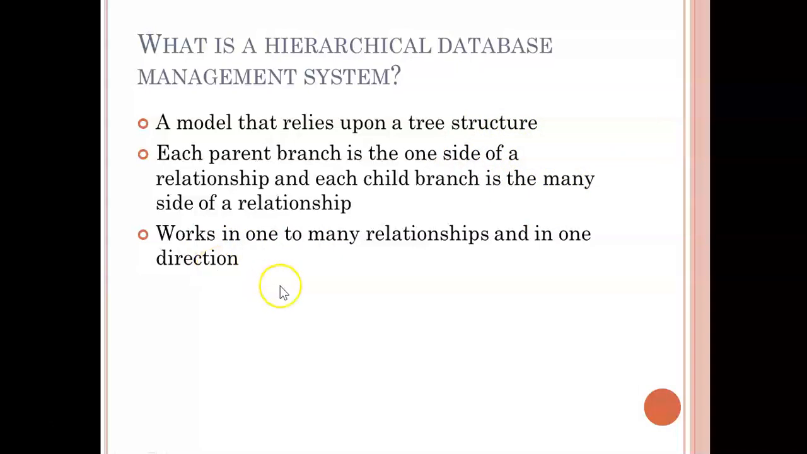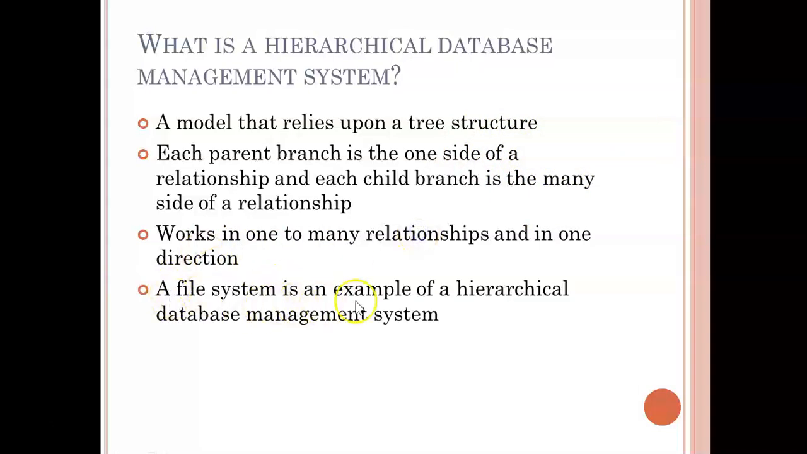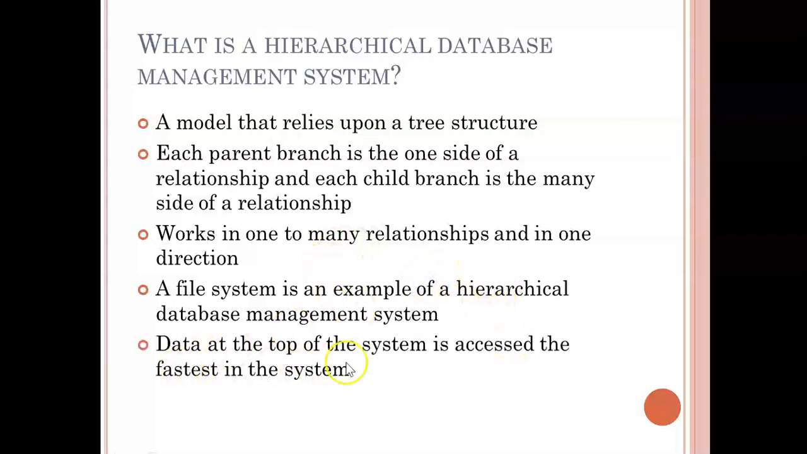So we'll just go through these bullets quick and I'll show you an example. A file system is an example of a hierarchical database management system. So a file system on your computer, you have a C drive, and in that C drive you have many other folders, and within each folder are other folders and files. So that is an example of this type of system. Data at the top of the system is accessed the fastest in the system. So usually it starts looking for information from the top, and it tries to work its way through the branches until it gets to where it needs to find the data. So the closer the data is to the top of the tree structure, the faster it's going to be to get that information.